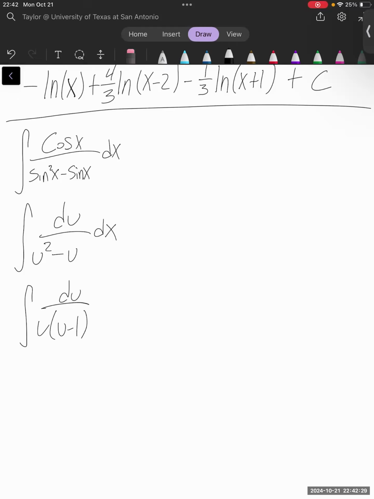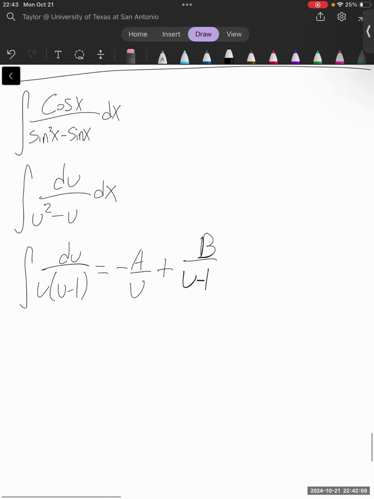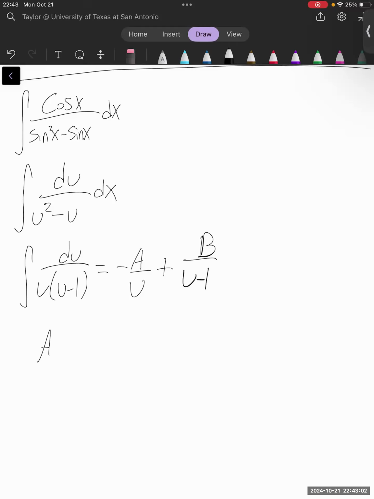Okay, so then using our partial fractions, this decomposes into negative 1 over u plus 1 over u minus 1. And again, I'm sorry, a and then b. The nice thing about this equation is that the system of equations actually just breaks down to where we have a equals negative 1 and b equals 1 as well. You can verify that by cross multiplying and then setting up your system of equations.